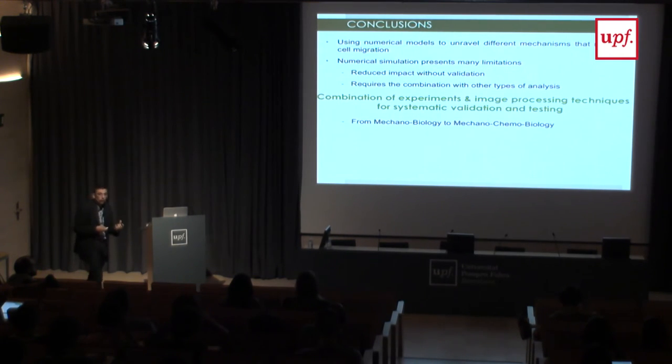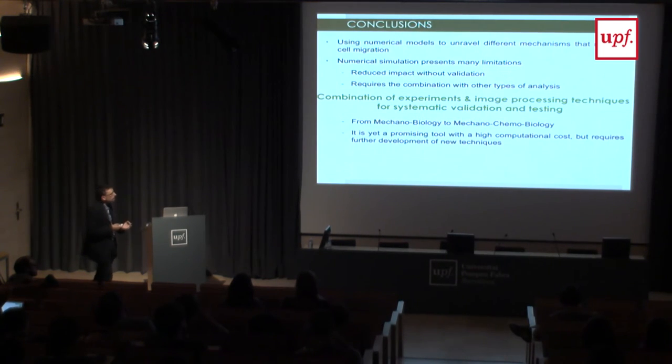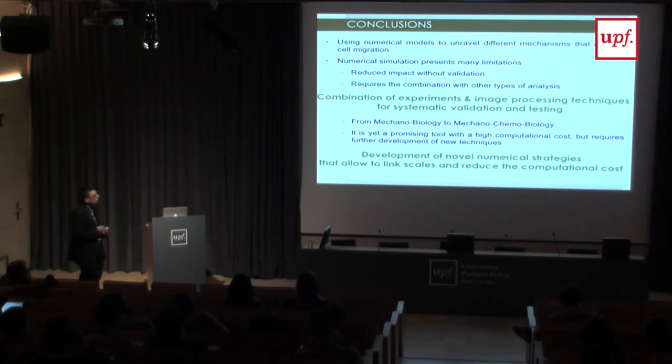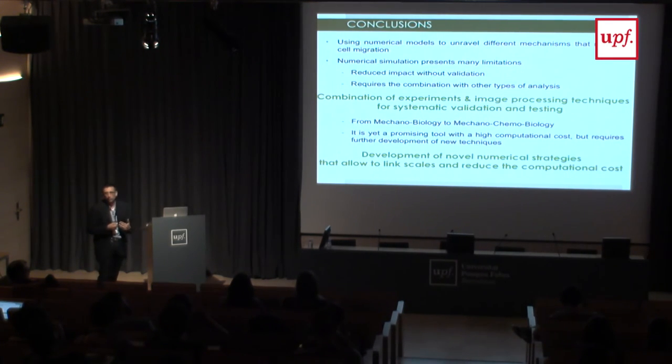Normally, mechanobiology is relevant, but so is mechanochemobiology. We have to investigate more how this relationship between mechanical and chemical factors works. I think it's very important. And also, although computational analysis is very interesting, and we have observed in the previous presentation that we can develop a lot of realistic simulations, in my opinion, the numerical tools are still not sufficiently powerful. I think we need to develop novel numerical strategies that allow us to link scales and reduce the computational cost.